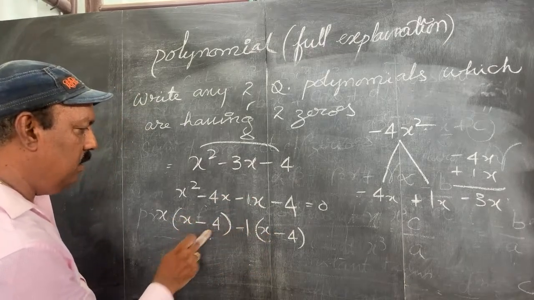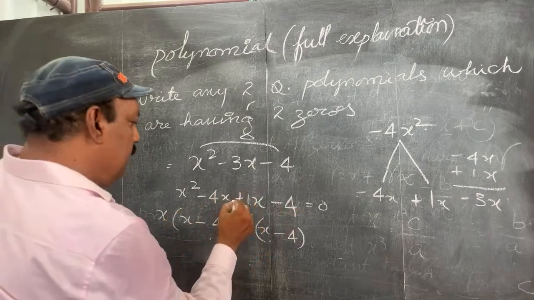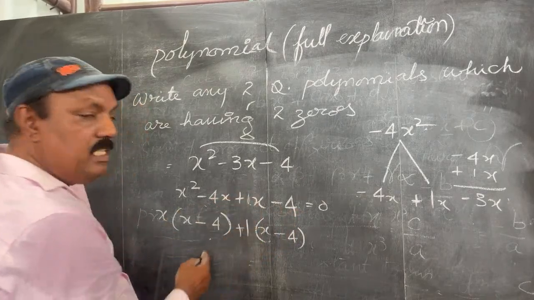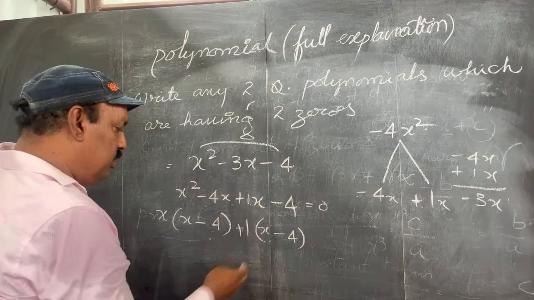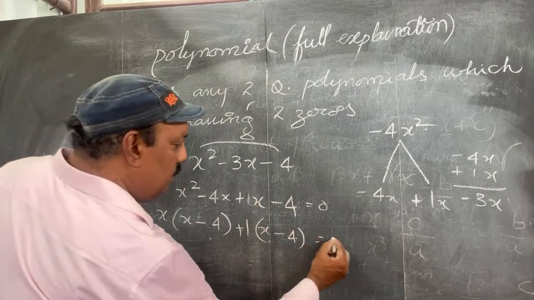Sorry, here minus, here plus. Here plus 1 should come. So minus into plus, minus. 1 into 4, 4. So now what factors did we get here?